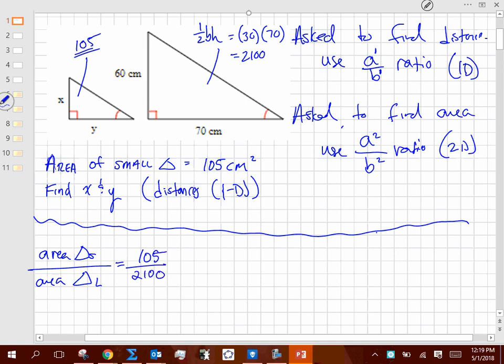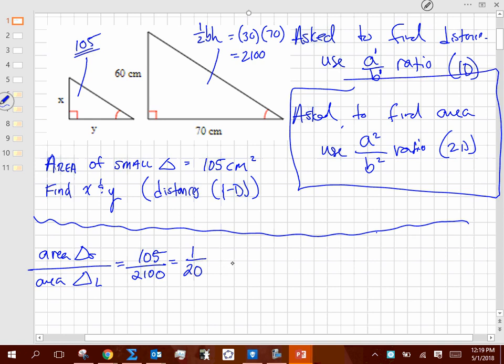Okay. Now, for the most part, these questions were all generated with numbers where the areas worked well together. Okay, so this divides to be 1 over 20. Okay. Now, 1 over 20, that's an area compared to an area. That is this ratio right here. 1 over 20 is your A squared over B squared. Is that all right? Okay.